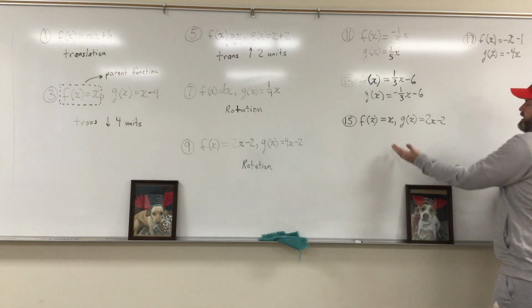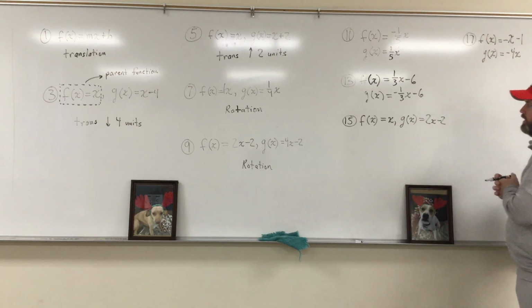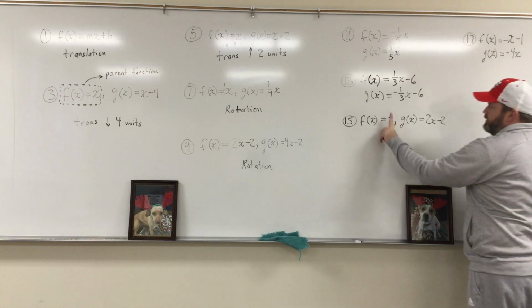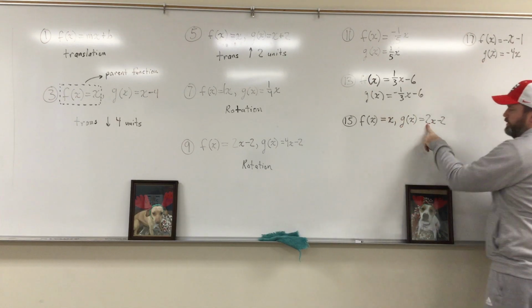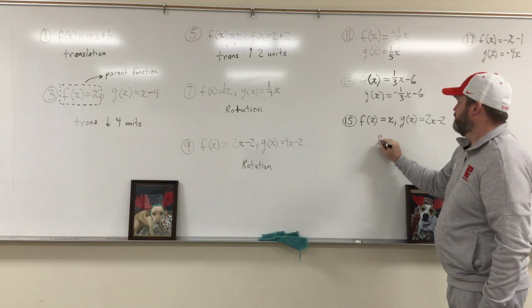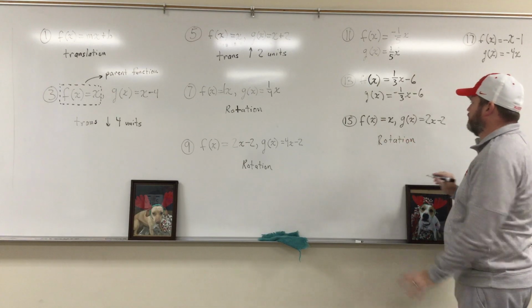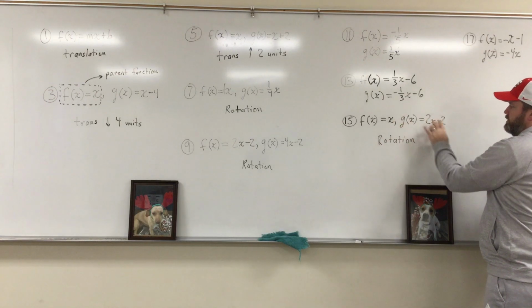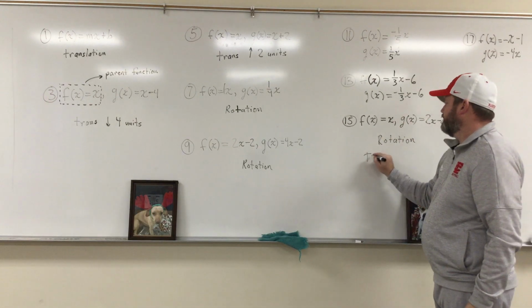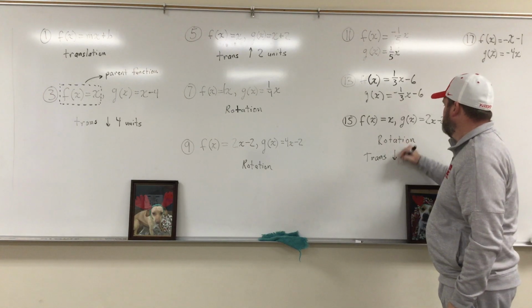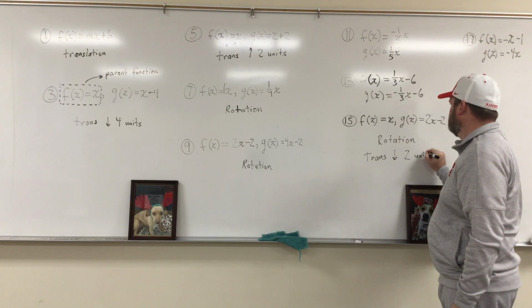In 15 and 17, we're back to talking about what transformations occur. Well, here we have a slope of 1 to 2, so that was a rotation. And then the y-intercept went from +0 to -2, so that would be a translation down 2 units.